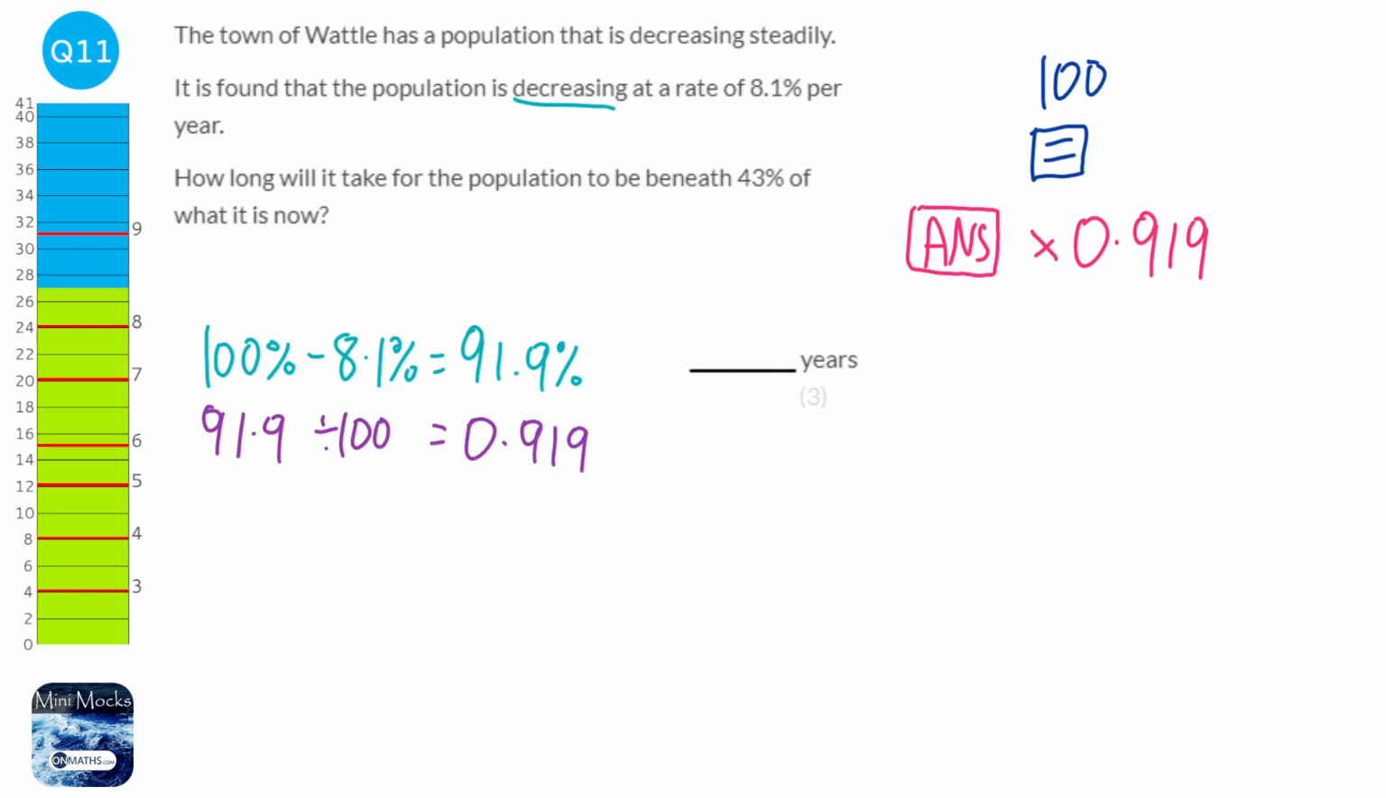So when we first press it, it's going to be 91.9. Then press it again, it's going to be 84.4. So we're waiting for it to be beneath 43%. So if we started off with 100, we're looking for it to be below 43. So keep pressing it, keep pressing it. On the 9th year, we get 46.7, so that's close to that 43. Press it again, and we get 42.9. So it's 10 years. It's 10 times you've got to press it to get it beneath the 43.